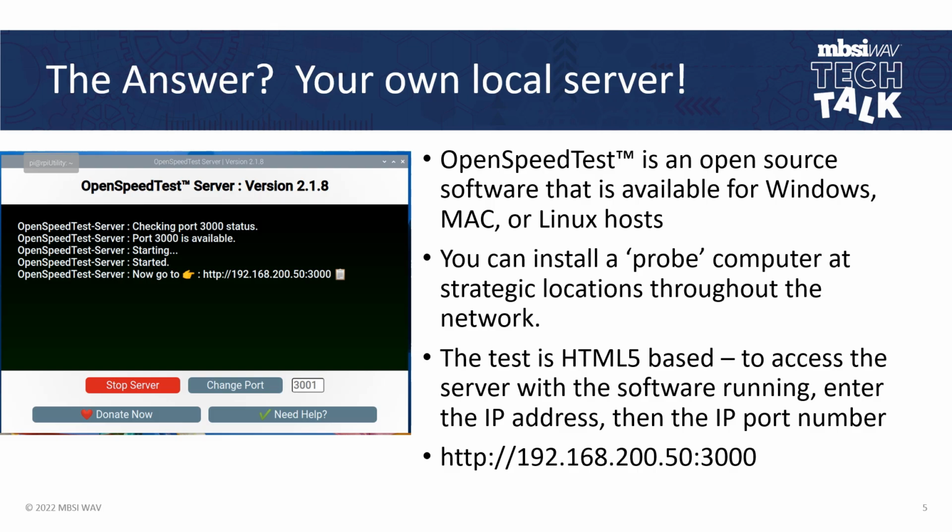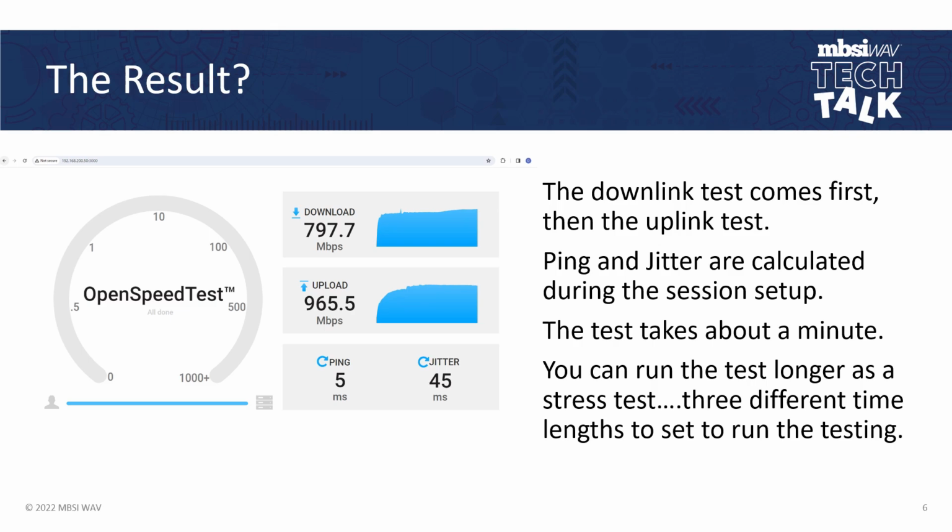I can set that port to whatever I want, because you see the change port button in the display there. So I enter my IP address, the port number, and it comes up with a display that looks like this. It has a little speedometer graph, and I hit go for the test, and the downlink comes first, the uplink comes next. Ping and jitter are calculated during the session setup, and the test takes less than a minute most of the time. You can run the test longer as a stress test. There are 3 different time lengths you can set at the time that you're running the test.